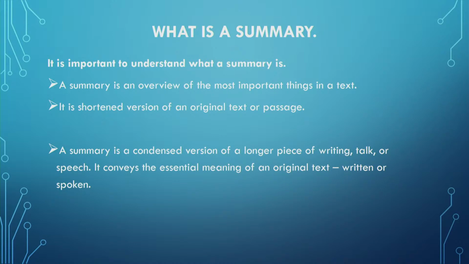A summary is a condensed version of a longer piece of writing or a longer piece of talk or a longer piece of a speech, right? It conveys the essential meaning of an original text. That text can be written or spoken, right? So a summary is a short version of a longer piece of writing, talk, or speech, and it conveys the essential meaning, the important meaning, the crucial meaning of an original text, written or spoken. So the text can be written or spoken.